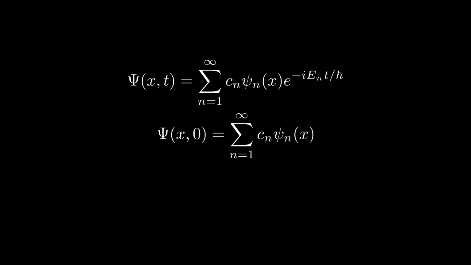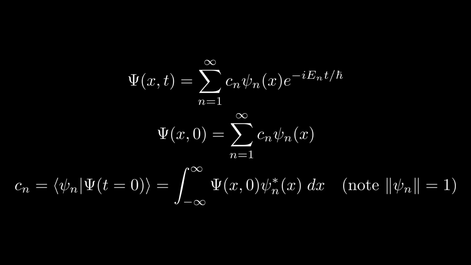Since each psi n is orthonormal by the fact that H is Hermitian, we can simply take the inner product with a given energy eigenstate to obtain its corresponding coefficient. Consequently, we can determine how a given state will time evolve under a given Hamiltonian.